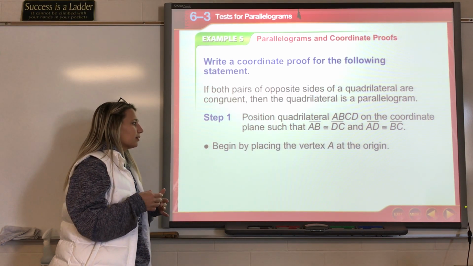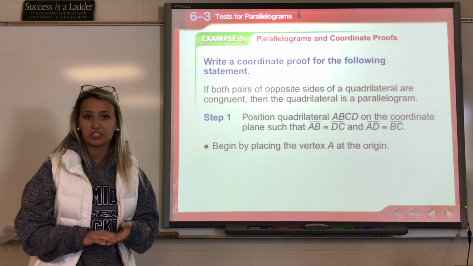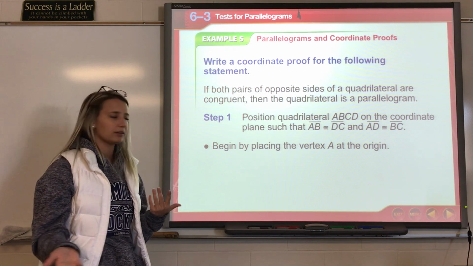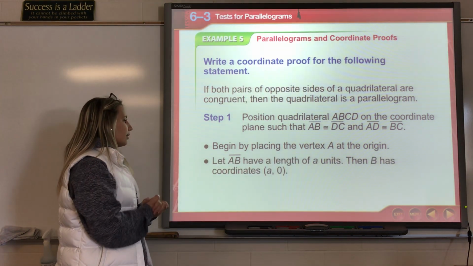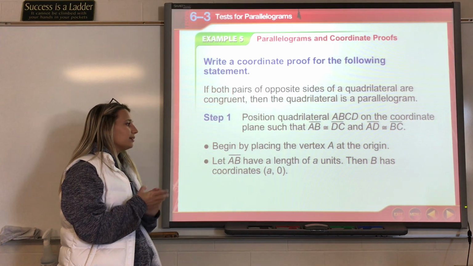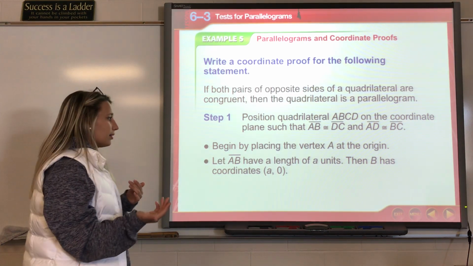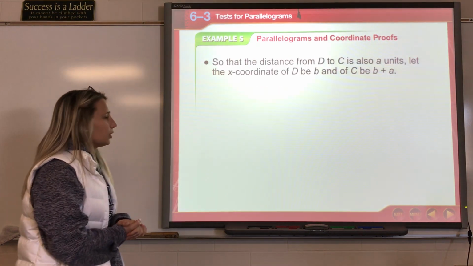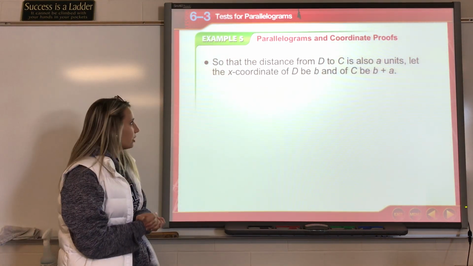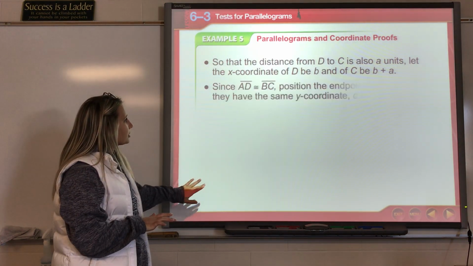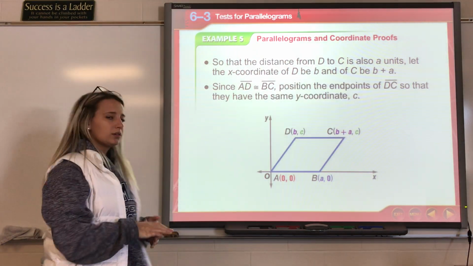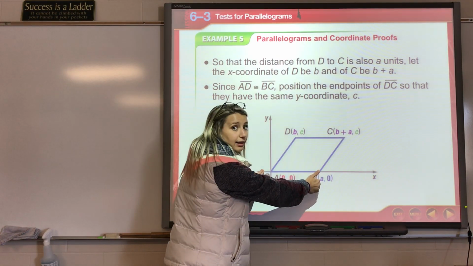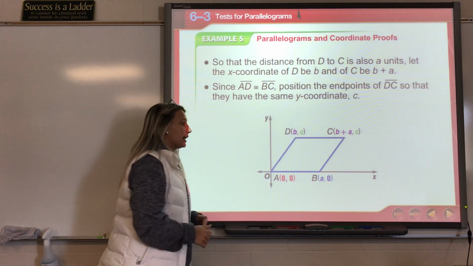Maybe on another sheet of paper we can do this together. We have to place the vertex A at the origin because that's what we always do with coordinate planes. It would be silly to not start at 0, 0. It says let AB have a length of A units. Then B has a coordinate of (A, 0). On this next page, we'll show you the picture of it. So here we are. We have A here at the vertex, and AB has a length of A. So that point becomes (A, 0).